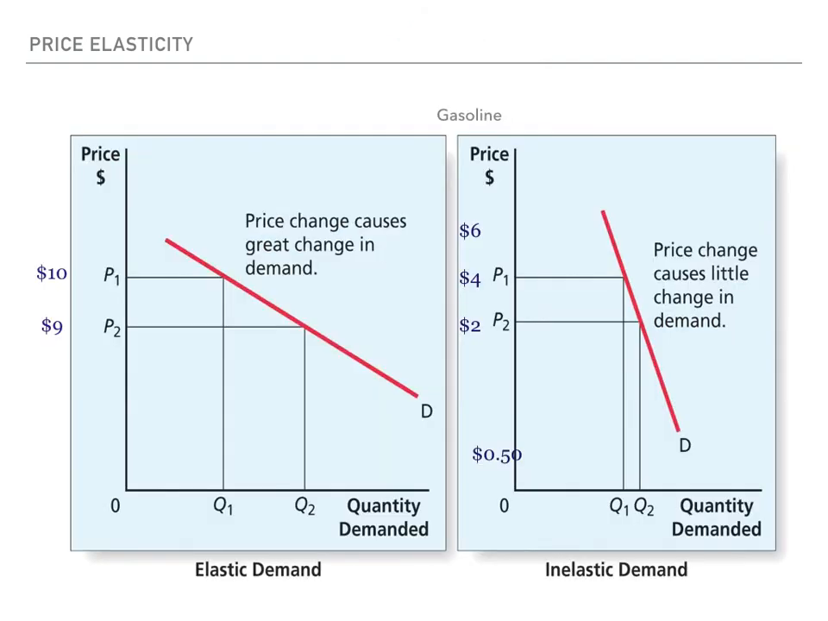So again, here's just a comparison graphically between what we would see with a product that has elastic demand. Your demand curve would be kind of on a diagonal, okay? And for inelastic demand, it's more vertical, okay? We don't have a big gap here between the quantity demanded when our price changes, whereas here we have a pretty wide gap when we change the price. So that concludes price elasticity.